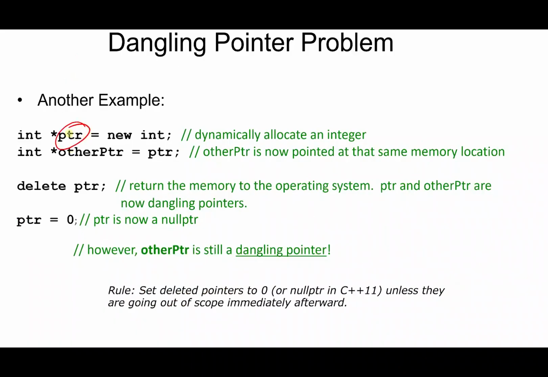Okay, another example of dangling pointers. So we have a pointer that points to int, and another pointer that points to PTR. So basically we have two pointers pointing to the same locations. And then we deleted one of them.